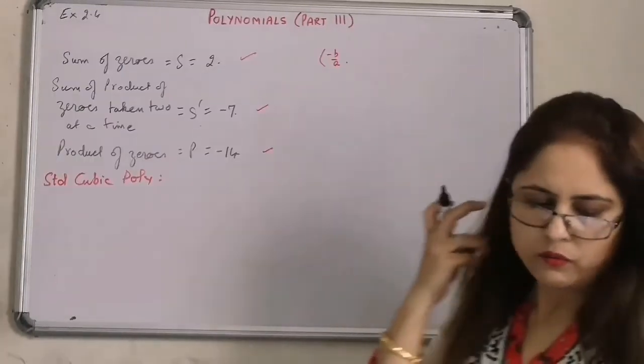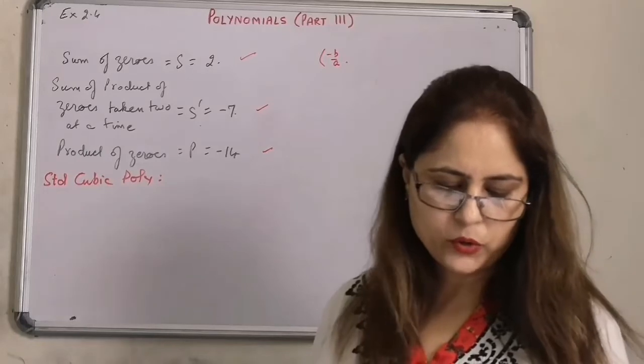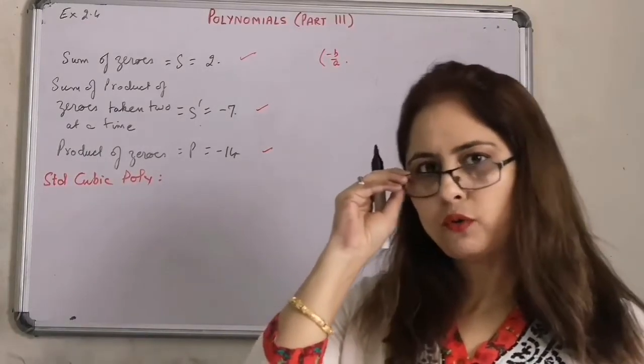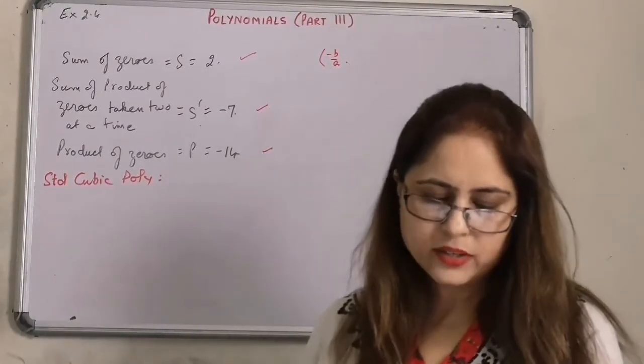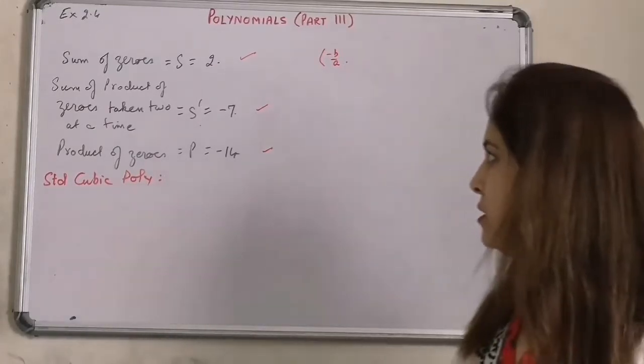Now, we are on the second question of the optionals. The question says, find a cubic polynomial with the sum of the product of the zeros taken 2 at a time and the product of zeros is 2, minus 7 and minus 14 respectively. So what are we having?